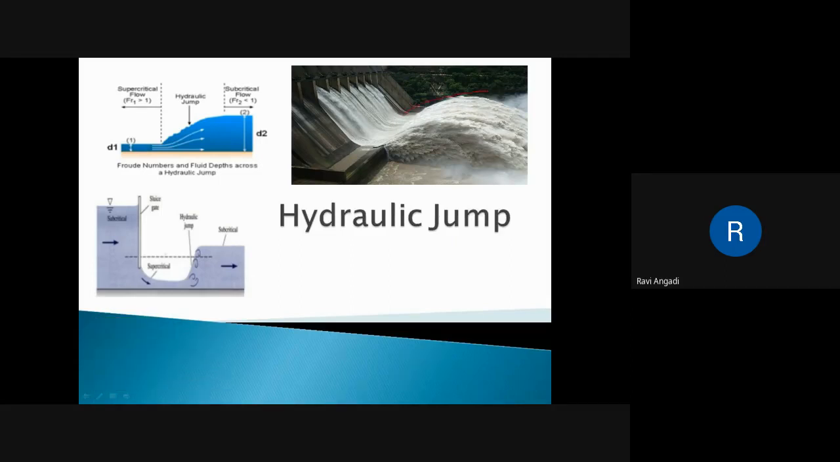This type of flow, have you observed anywhere in a dam? Have you seen this one, all of you? Have you visited any dam? Have you observed this fall or the flow of water just at the downstream side of the dam? If you have seen this, then you will understand what is a hydraulic jump. So this is what we call a hydraulic jump.